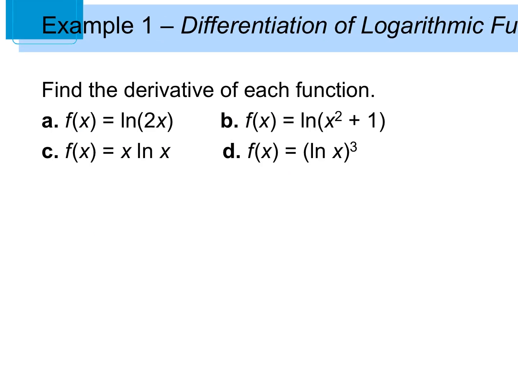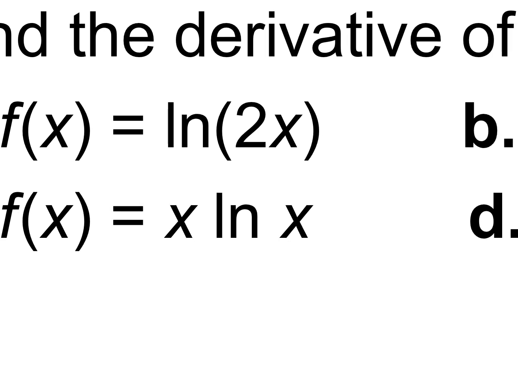So let's do some examples. For a, we have the ln of 2x. So what we're taking the ln of is going to go on the bottom, 2x. We take the derivative of 2x, and that goes up top. What's the derivative of 2x? 2. So this would simplify to 1 over x. So this would be our derivative.